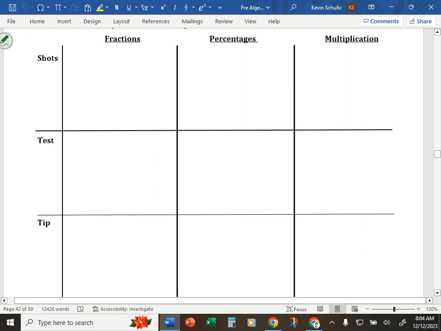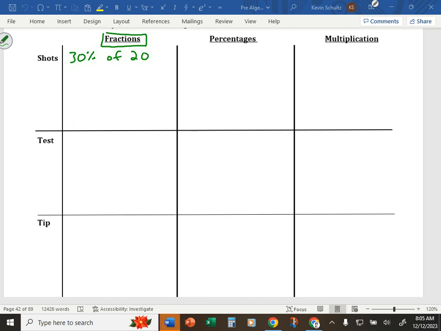So starting with the shots, right? She took 20 shots and made 30% of them. How many shots did she make? Okay, so using fractions. Why do we learn about converting fractions into percentages? Because that's where we're going to use this, right? If she made 30% of 20, what is 30% as a fraction? That's how we're going to start here. 30 hundredths.